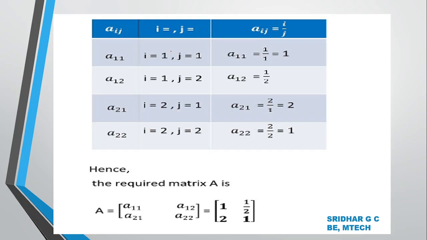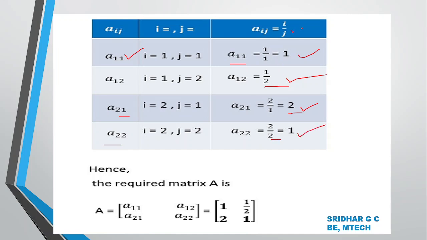I have solved this one here. You can check it out. A11, that means 1 by 1 is 1. A12 means 1 by 2. Next A21: 2 by 1 is nothing but 2. Next A22: 2 by 2 is nothing but 1.